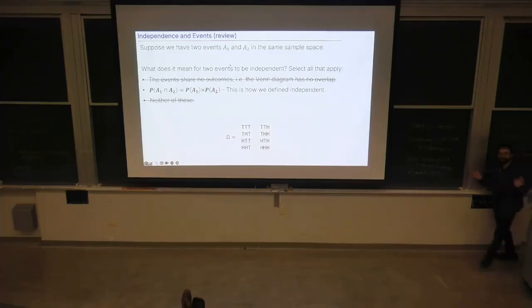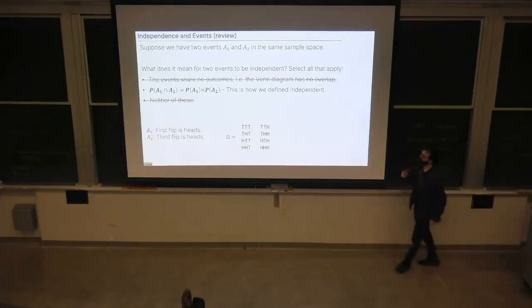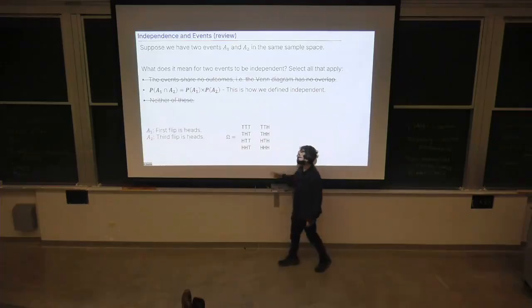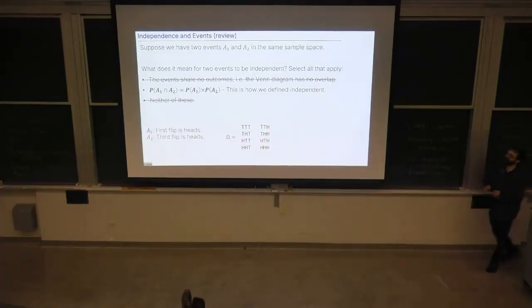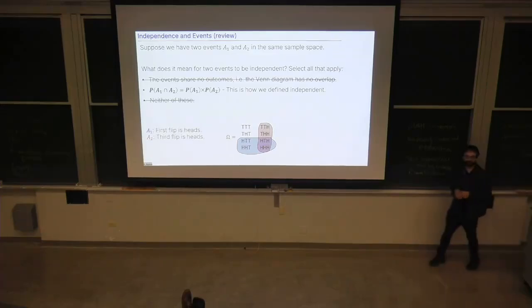I'm bringing this up because I know it's a common point of confusion what independence means. So let me give you two events that overlap, but are indeed independent. Imagine I flip 3 coins, as I've shown here. One event might be that the first flip is heads, and the second event is that the third flip is heads. An event is just a subset of the sample space, and these overlap. There are some points in both sets, yet they are independent.